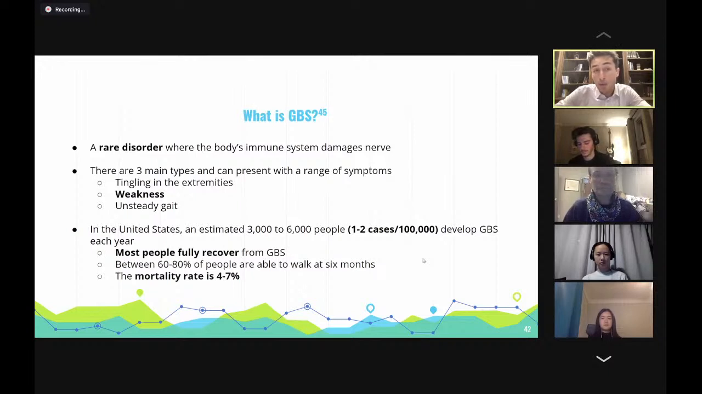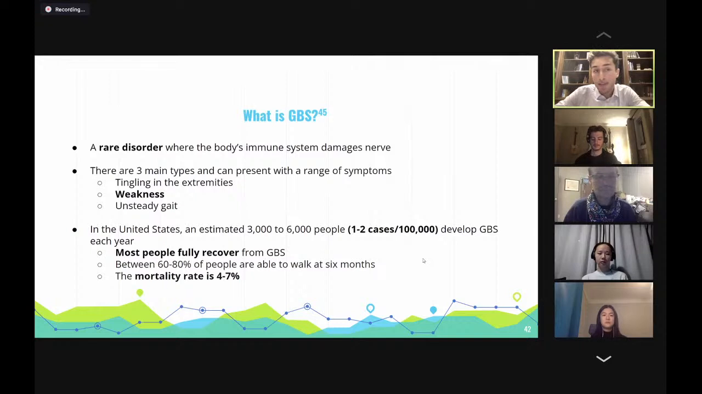This is basically a rare disorder where the body's immune system damages the nerves. There are 3 main types that are known, and it can present with a variety of symptoms, notably weakness or trouble walking, also known as unsteady gait.